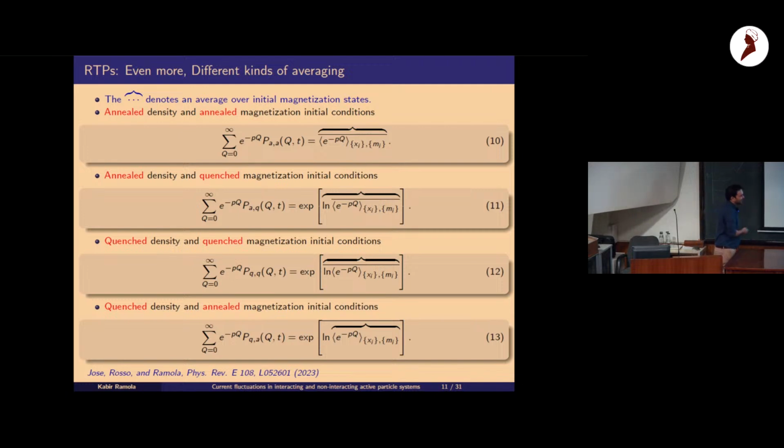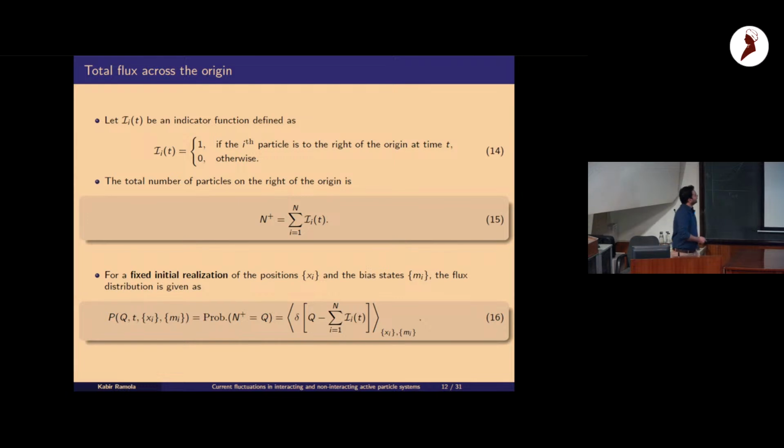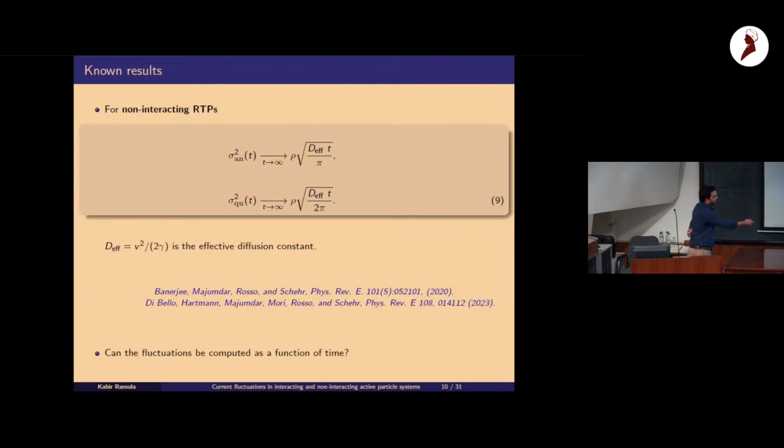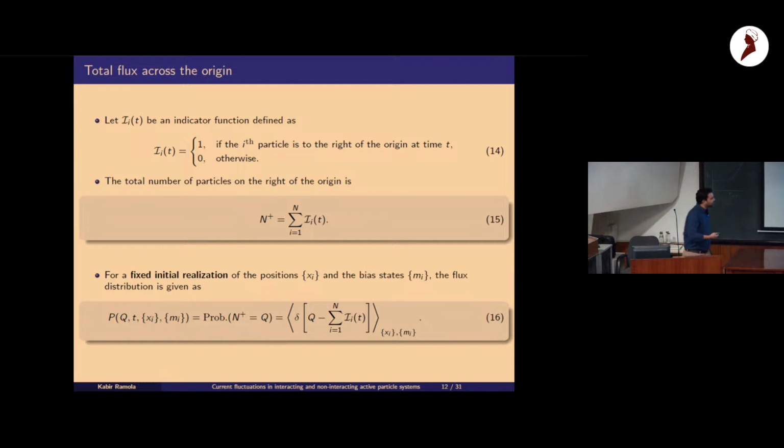Quenched density, quenched magnetization initial conditions; quenched density, annealed magnetization initial conditions. And very similar to the calculations done by Satya, Alberto, and Gregory, you can calculate all of these quantities explicitly, and I will show you how to do that. We follow a very elegant method that was developed recently in these papers, especially for non-interacting particle systems, which is the following.